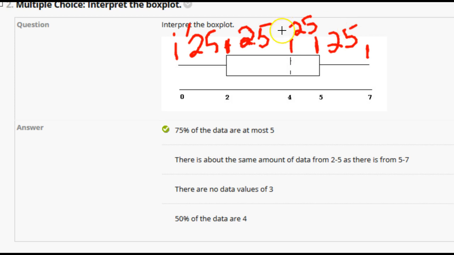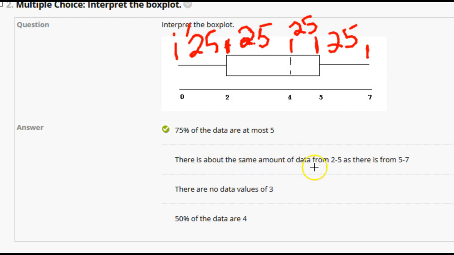So if we look at the options here, 75% of the data are at most 5. So 5 would be the highest. And if you look here, you can see we've got 25 plus 25 is 50 plus 25 is 75. So 75% of the data is at most 5. That's correct. Let's just go over these other ones.